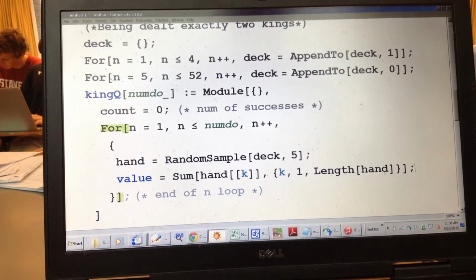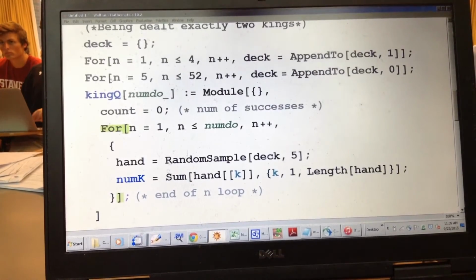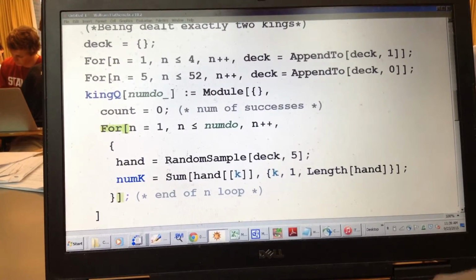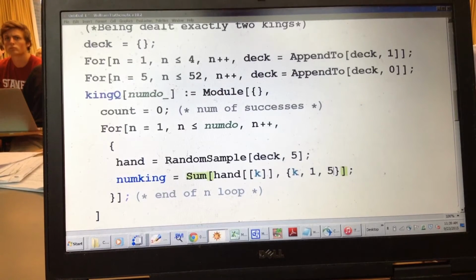Well, is value a good name? Is that descriptive? No. Let's do maybe num k for number of kings. Or better yet, maybe num king. And instead of doing length of hand, we know the hand is going to have length 5, so I'll just put that in here. Again, this is just to save space for the people who are watching this at home later. Okay?